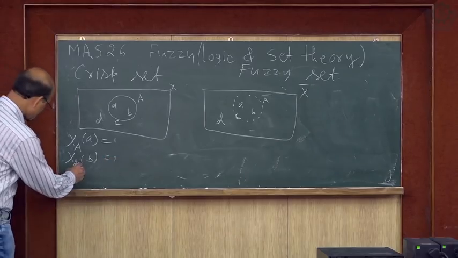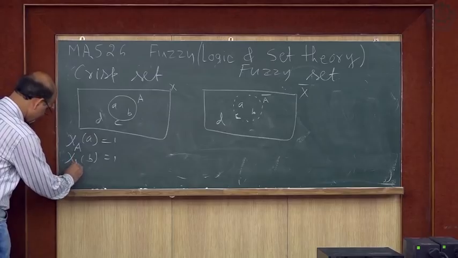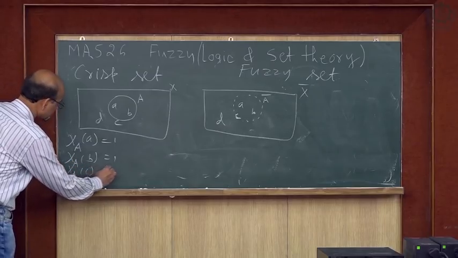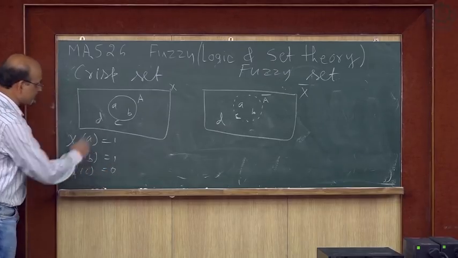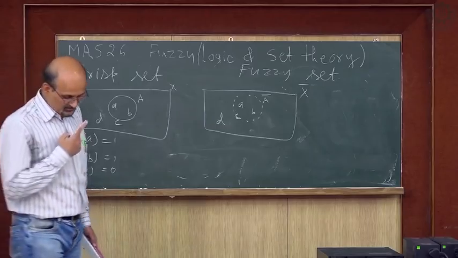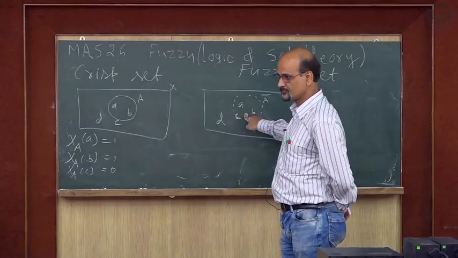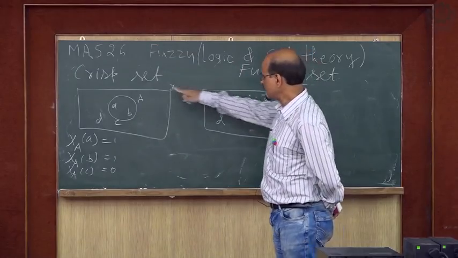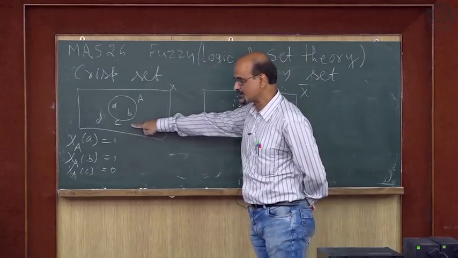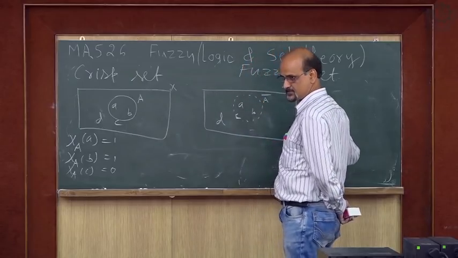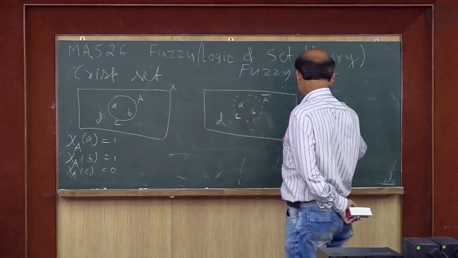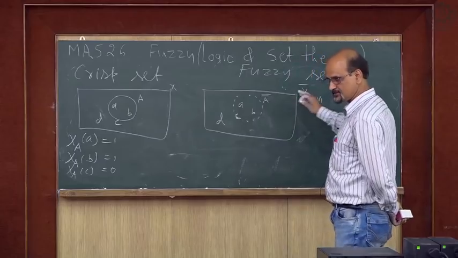Okay. Similarly, I can write chi A of C is 0. Similarly, chi A of D is 0. But what about here? Here, for a characteristic function, we say membership function. In set theory we will do all these in detail in the next class.